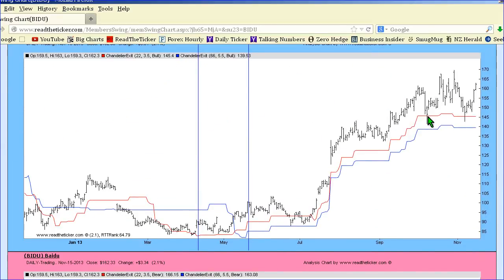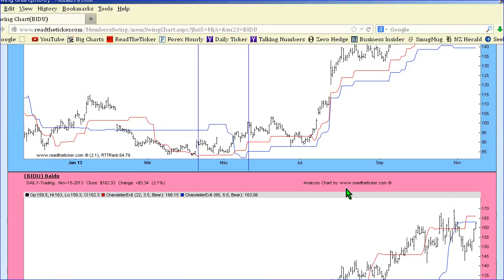That's good. Now you wouldn't actually get a signal in the swing scanner on these two patterns here because the close didn't actually fall below the red line. But there's plenty of signals to feed your appetite.